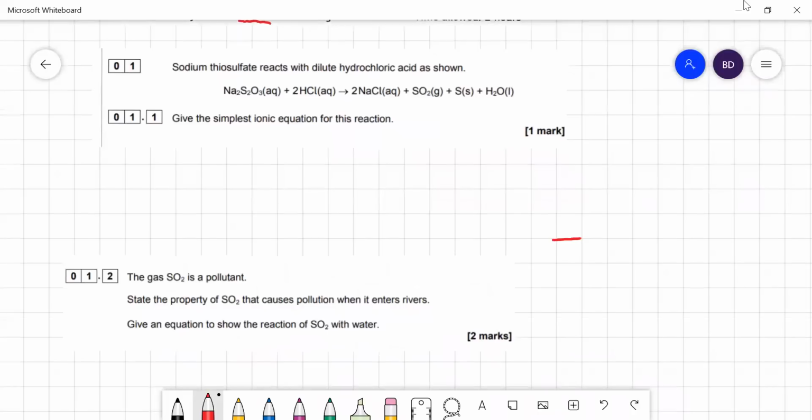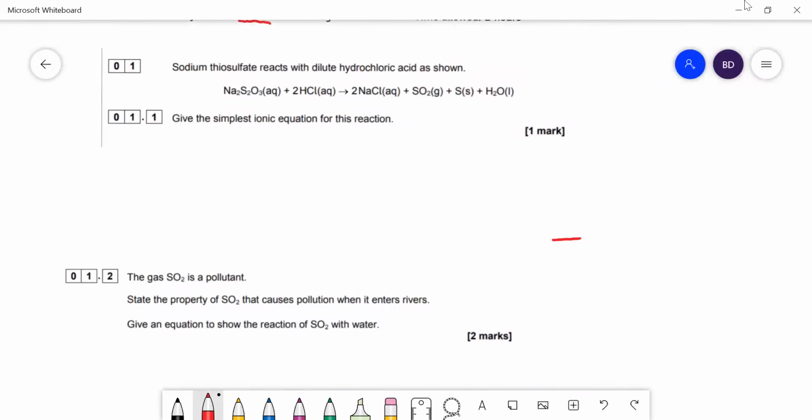Okay, so sodium thiosulfate reacts with dilute hydrochloric acid as shown in the equation. Give the simplest ionic equation for this reaction. We know that sodium always exists as Na+, as ionic compounds. So it's going to be 2 Na+ for that. And that means that the charge on the thiosulfate ion, if you don't know, you can work it out, must be 2 minus, S2O3 2-.